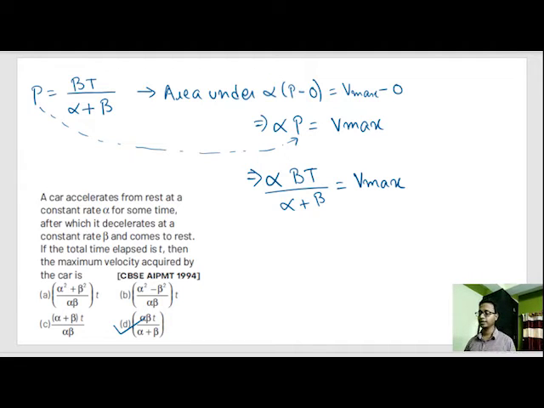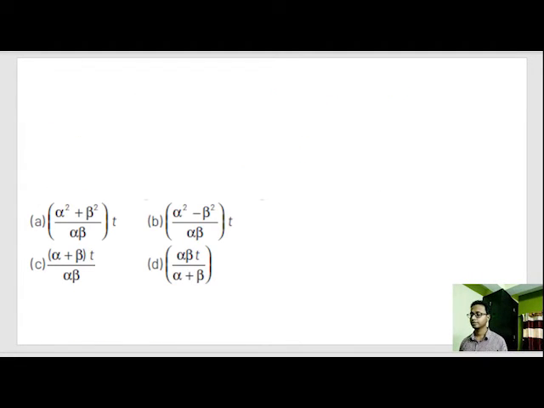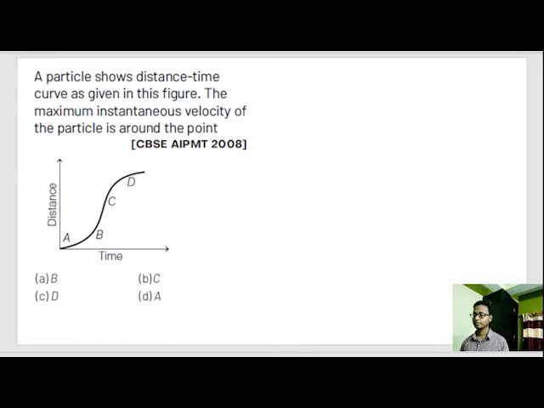Now let's look at the next question. A particle shows a distance time curve as given in this figure. The maximum instantaneous velocity of the particle is around the point.